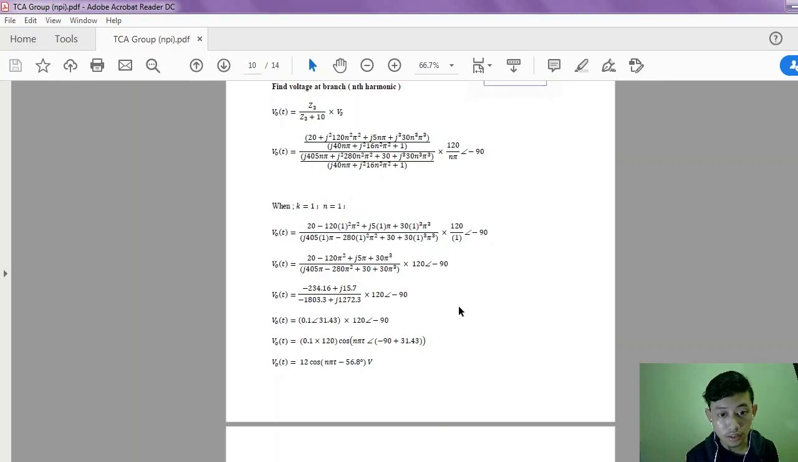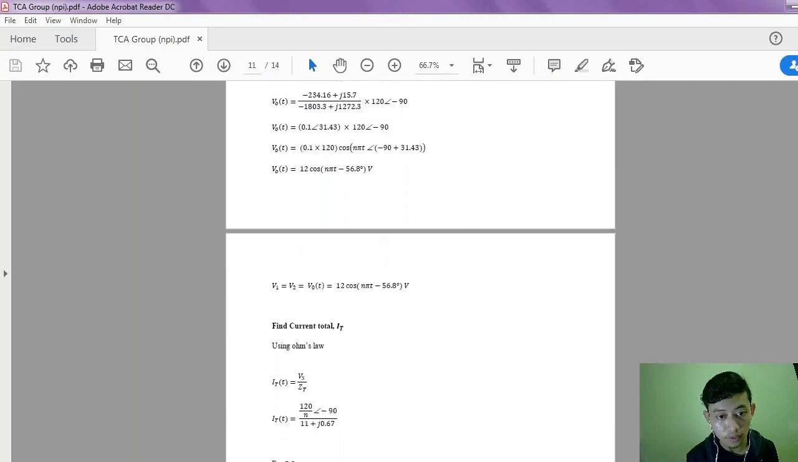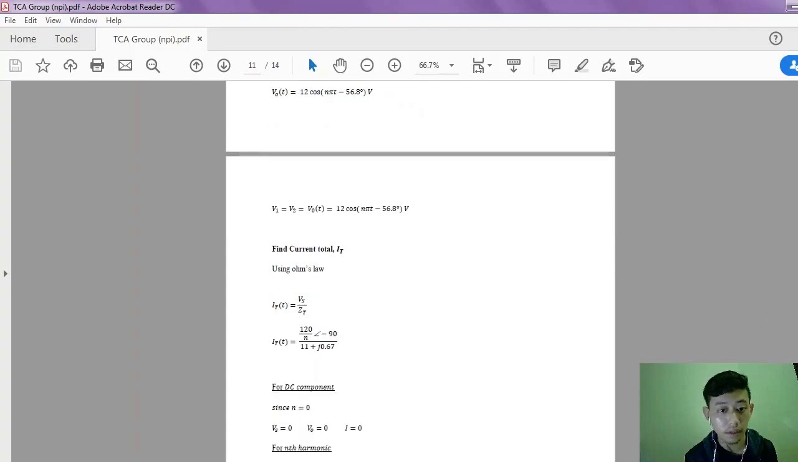Just like this, we do the calculation, press the calculator, and then we'll get the answer. So this is the final value for the voltage at the branch. We know that the voltage at branch 1 and branch 2 is equal, as I said, because it is connected to the same node. So yes, for sure it will be the same.